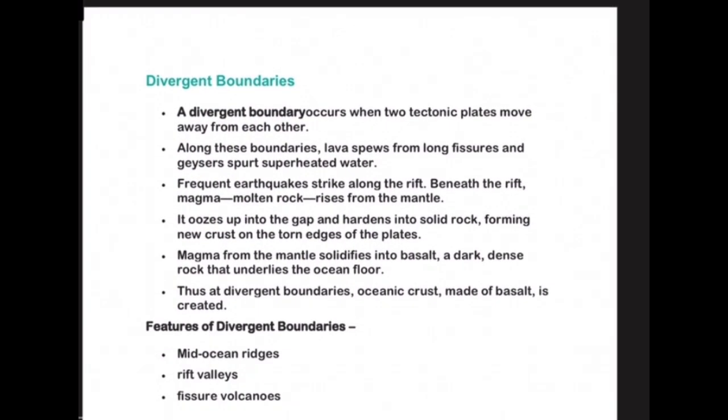Divergent plate boundary. A divergent boundary occurs when two tectonic plates move away from each other, which has been discussed in the above diagram. Along this boundary, lava spews from long fissures and geysers spurt superheated water. These geysers are superheated water which is coming from the earth's surface. Frequent earthquakes strike along the rift.